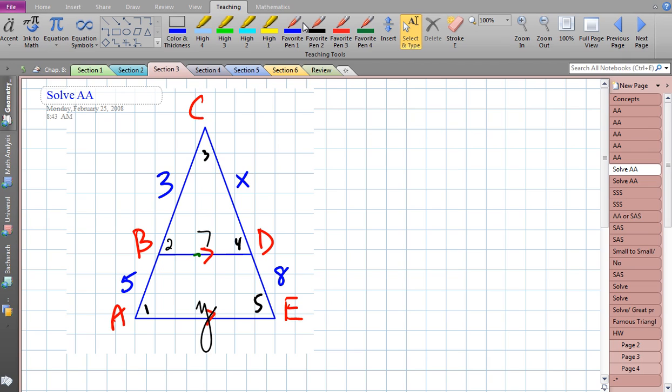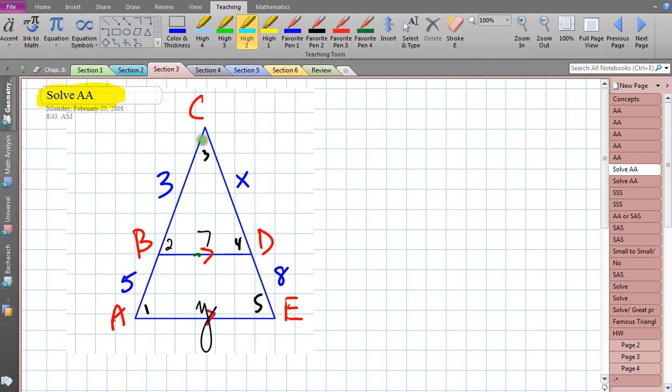Okay, let's try solving for some variables here in these triangles using some of the things we learned about similar triangles. So what we want to do is find x and y. That's two variables in this picture here. And let's talk about these triangles and what we know about angle.